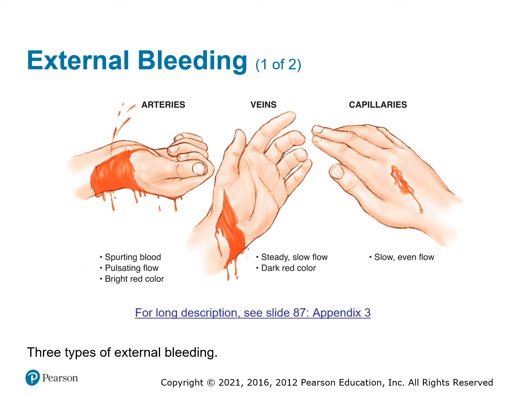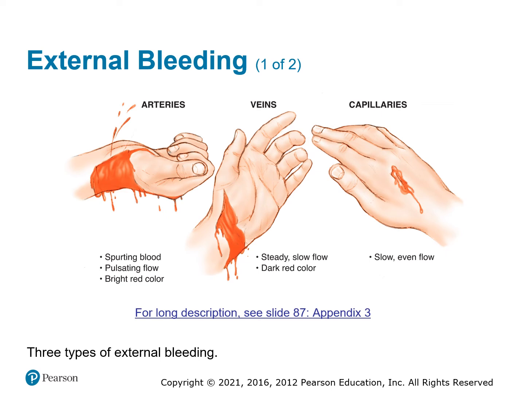It's usually going to be pulsating, spurting with the pulse. So every time you feel a pulse, it's going to shoot a little bit of blood, but it's going to be bright red. It will generally bleed out a little bit faster because it's under pressure, so it's going to push more volume out in a shorter amount of time.